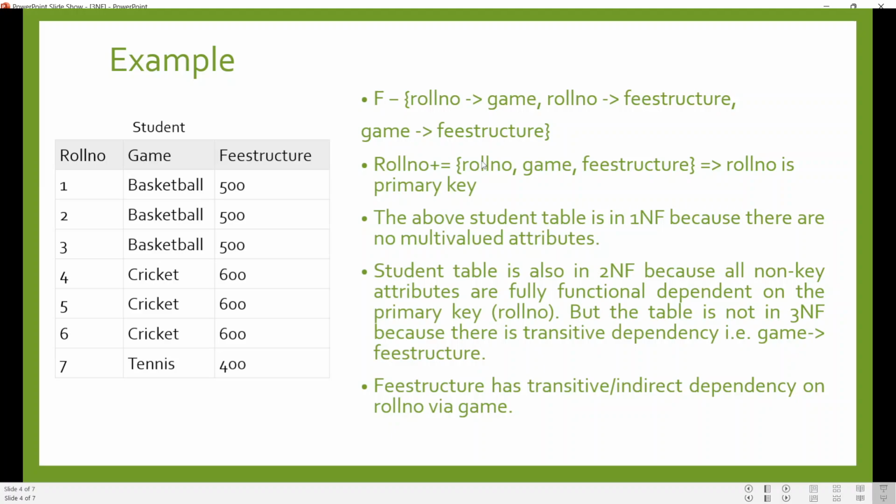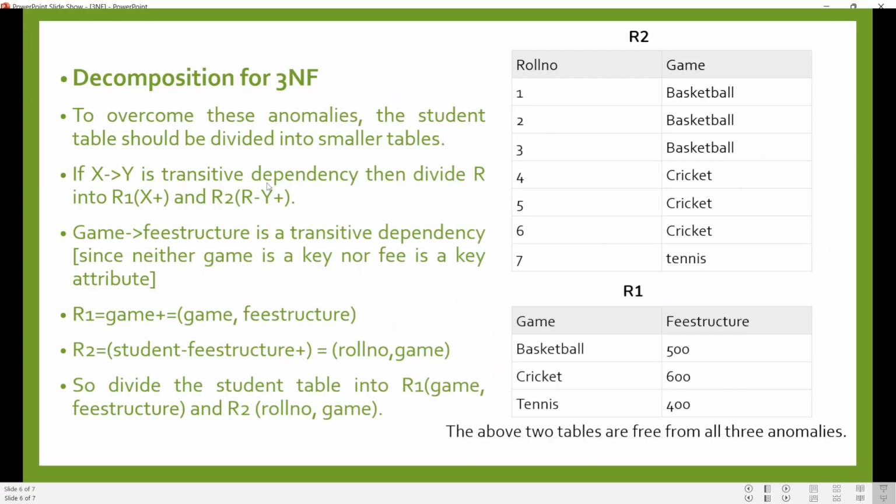So we'll be making x to y, and for making relation R1, we will be taking the closure of x. So this is our transitive dependency: fee structure is depending on game, and what is this x? X is game and y is fee structure. And how will we be making the relation R1? By taking the closure of x. So x is game here, so closure of game.